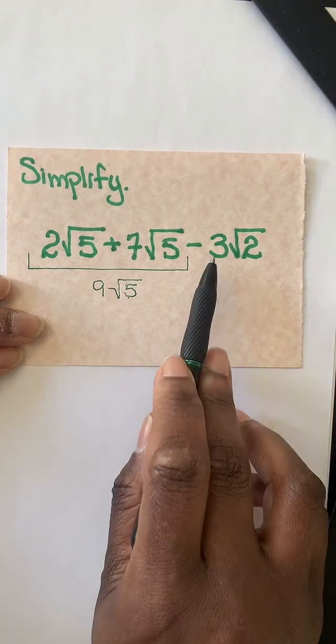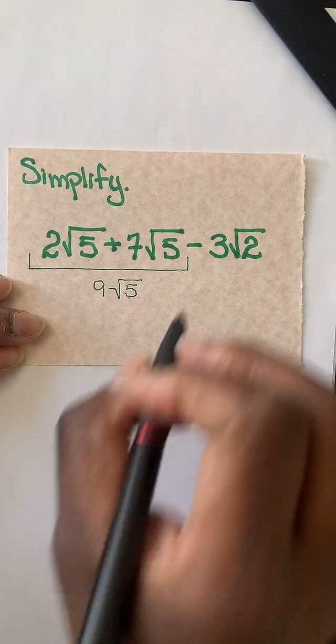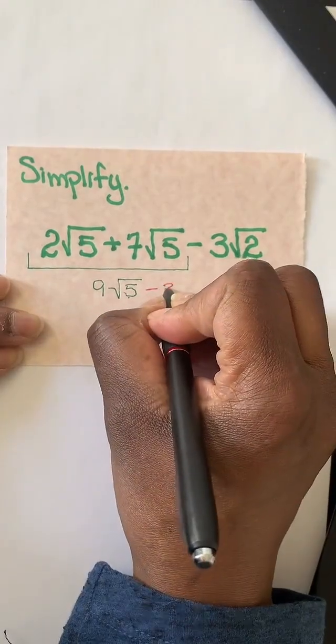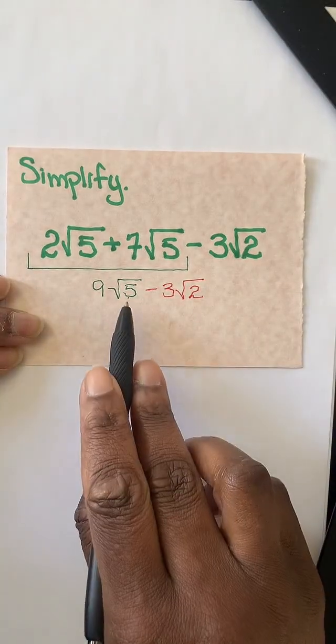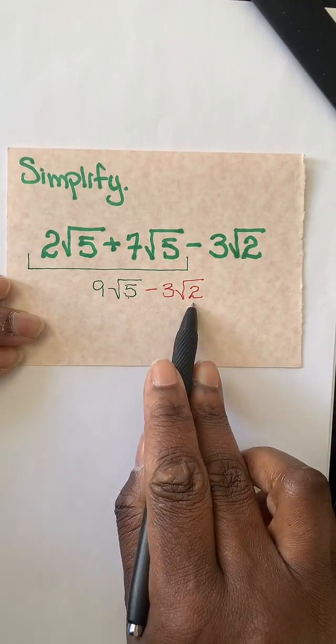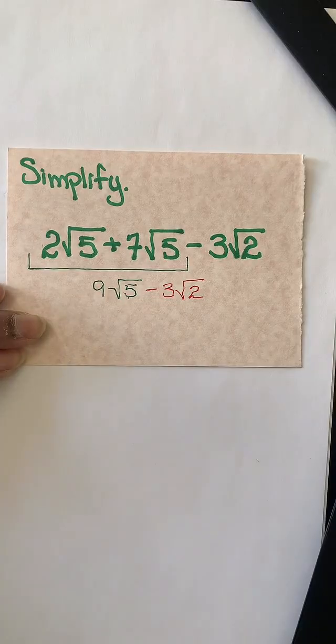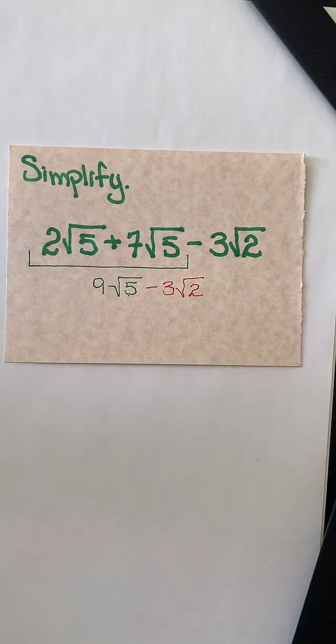There you go. So now we have this minus 3 square root of 2. Well, these are not the same radicals. So since they're not the same radicals, guess what? We're done.